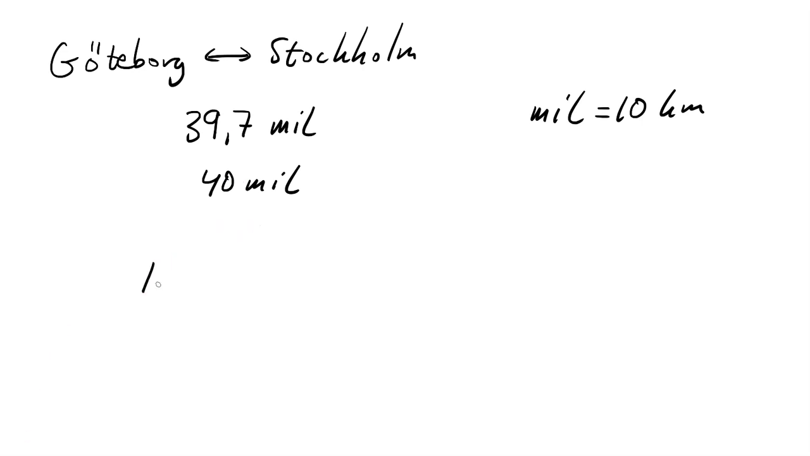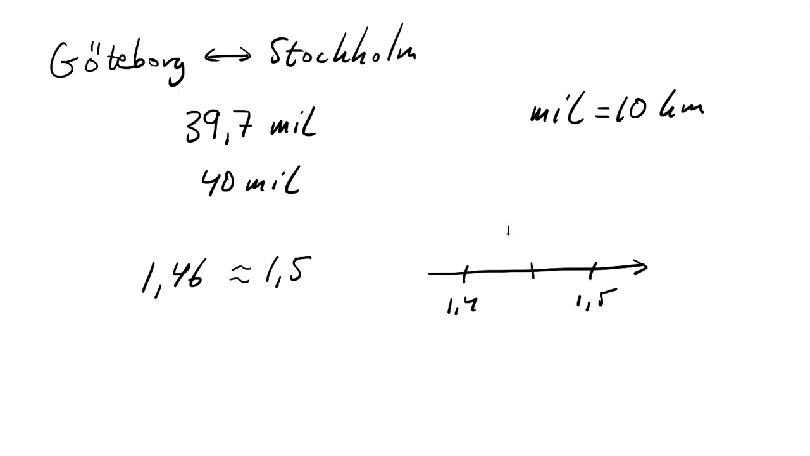As another example, let's say you want to round off 1.46 to 1 decimal. Then you should round it up to 1.5, because 1.46 is closer to 1.5 than 1.4. If you put it on the number line, if I have 1.4 here, 1.5, then I have 1.45 here, 1.46 here. So you see that 1.46 is closer to 1.5 than to 1.4.